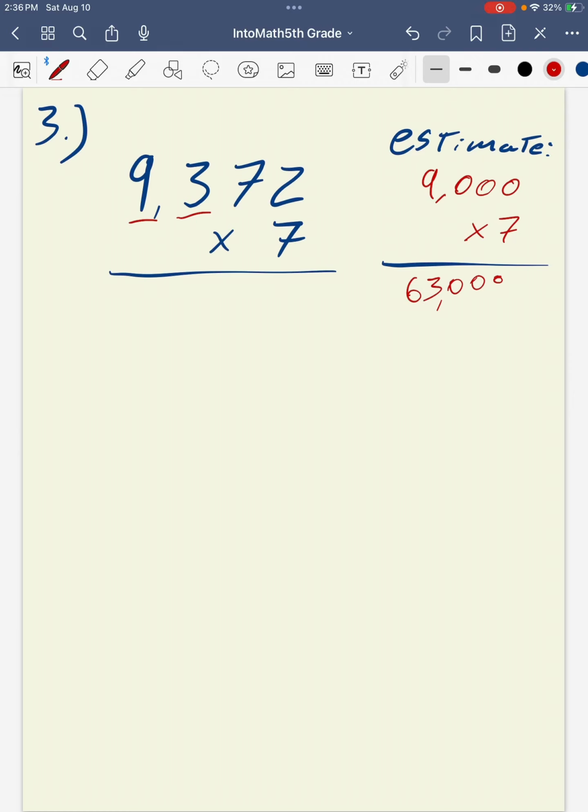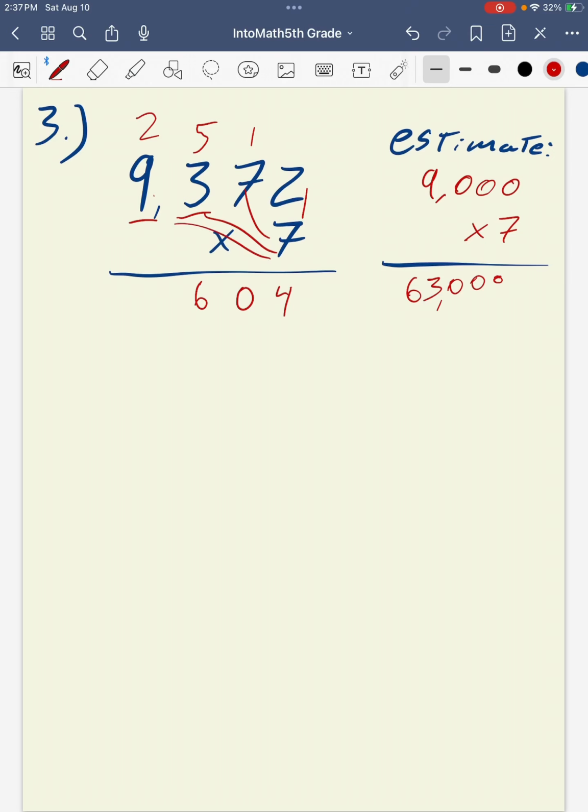Now that I have an estimate for this, I'm going to multiply this out, starting with my ones place. 7 times 2 gives me a product of 14. I put my 4 down in the ones and regroup the 10 ones as a 1 over my 7. Then I multiply 7 times 7 for 49, plus an additional 1 gives me 50. I put a 0 down here and carry a 5 over to my 3. Then I multiply 7 times 3 for a product of 21, and I add in 5 for 26. I put my 6 down here in the hundreds place and carry a 2 to my thousands.